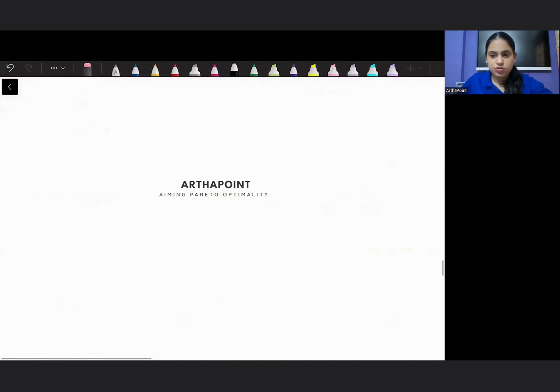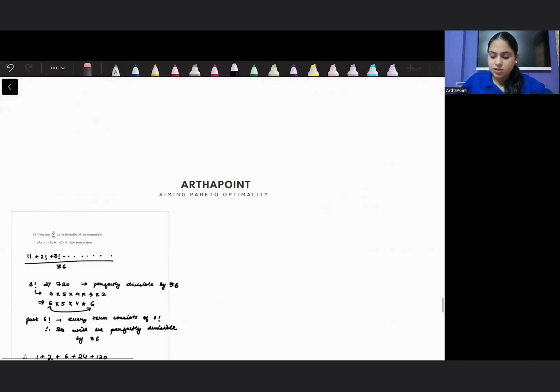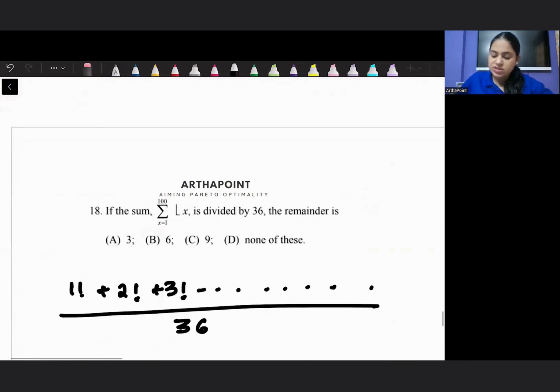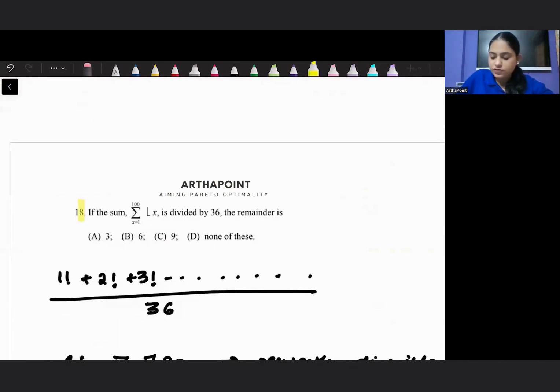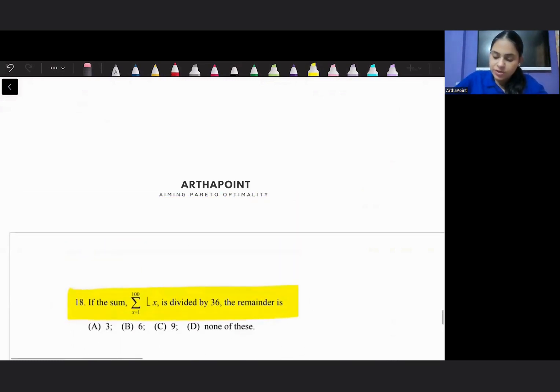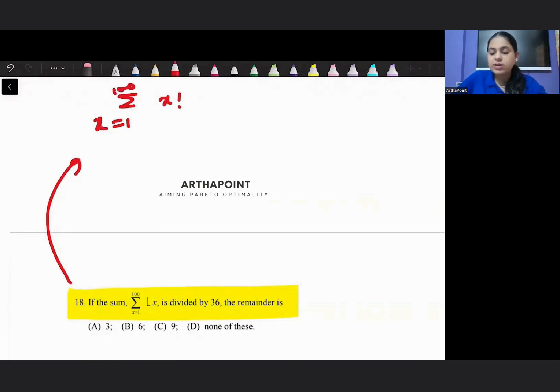Here is the next question. Okay, try to see this thing. So it says if the sum of this when divided by 36, the remainder will be. So very good and interesting question actually. So try to see this question better. So notice that here it is saying that you need to sum the factorials and your x goes from 1 to 100. And then whatever the sum comes out to be, you need to divide that by 36.